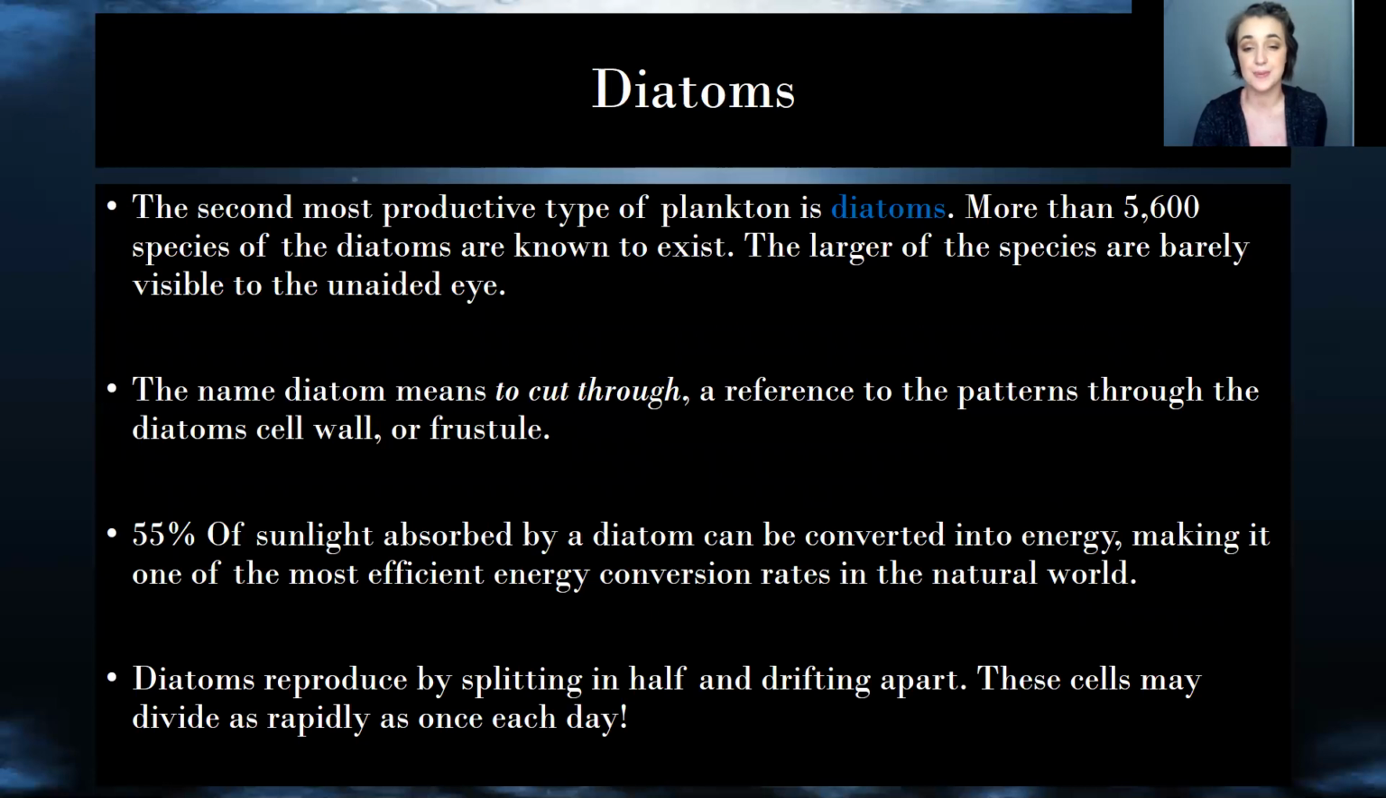55% of our sunlight is absorbed by a diatom that can be made into energy. So diatoms are actually considered to be the most efficient energy conversion producers in the entire natural world of all our primary producers, whether on land or in the ocean. Now, diatoms reproduce by splitting in half and drifting apart. This is important because, with such a high energy conversion rate, they're able to do this as rapidly as every single day. So every single day they can split in half. If you have a diatom and it becomes two, becomes four, and so on and so forth, until they are just in the water by the thousands.